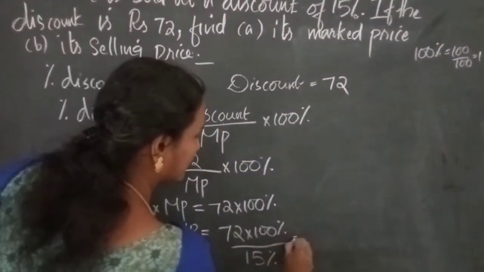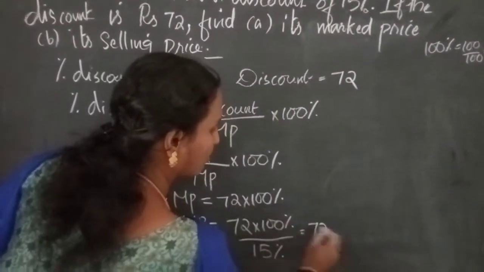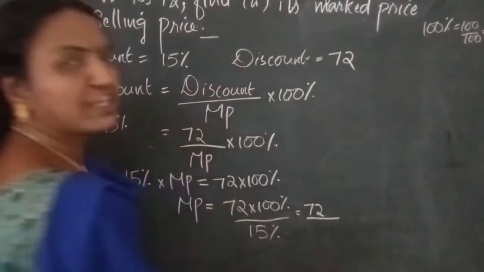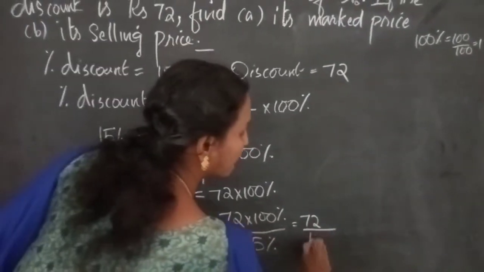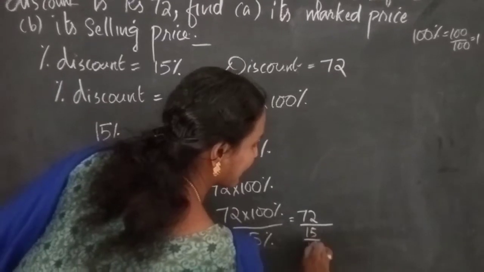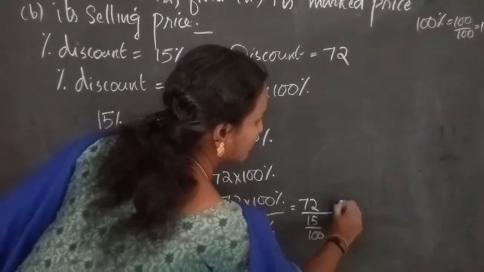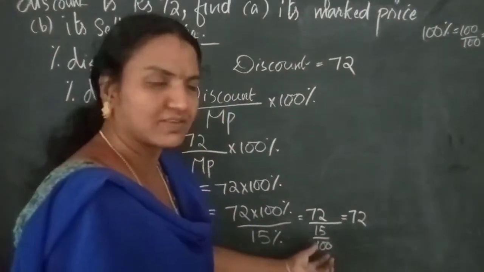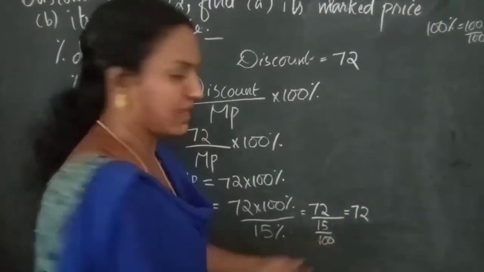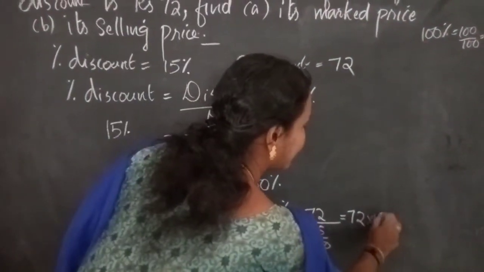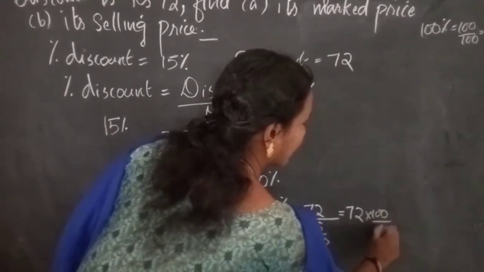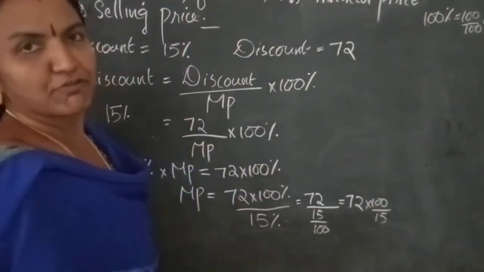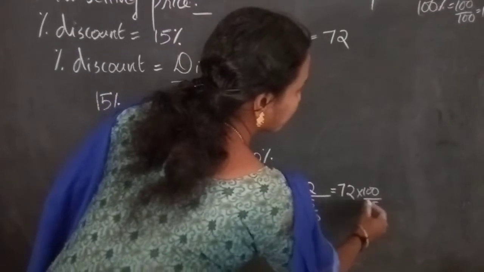So it is equal to 72 into 1 divided by 15%. 15% means 15 divided by 100. So 72 divided by a fraction: the denominator is a fraction, so multiply by the reciprocal. So into 100 divided by 15. 100 divided by 15, you can cancel using 3.